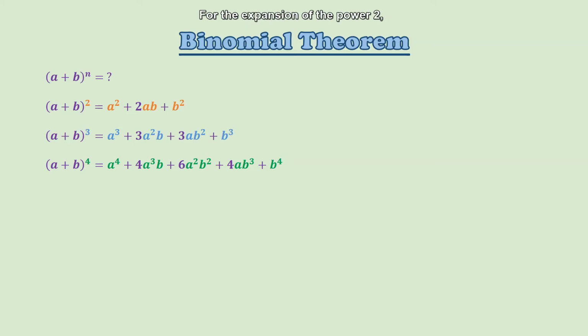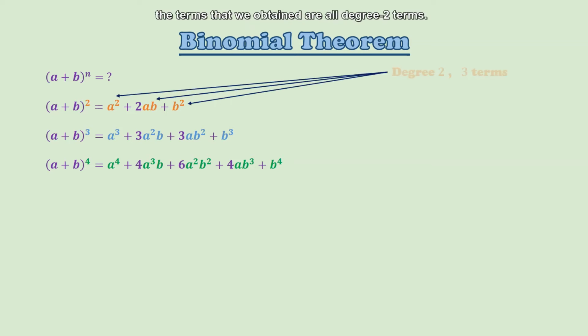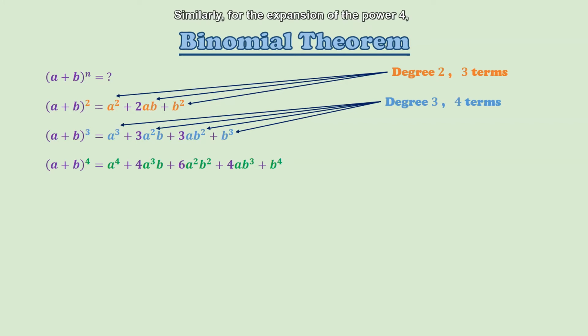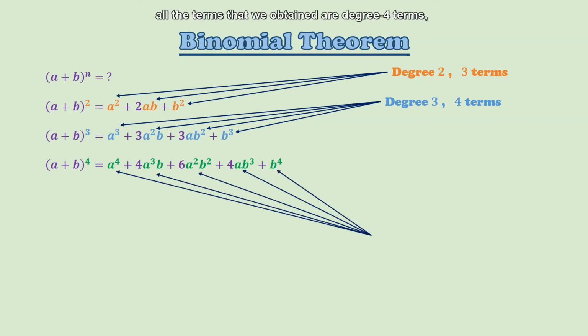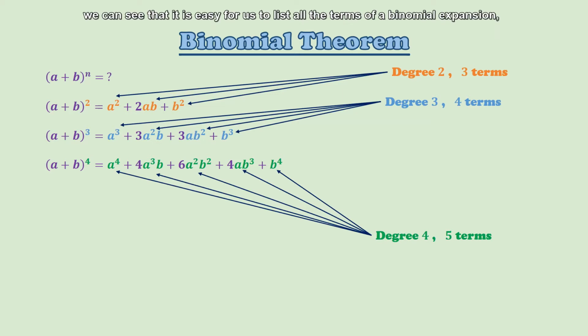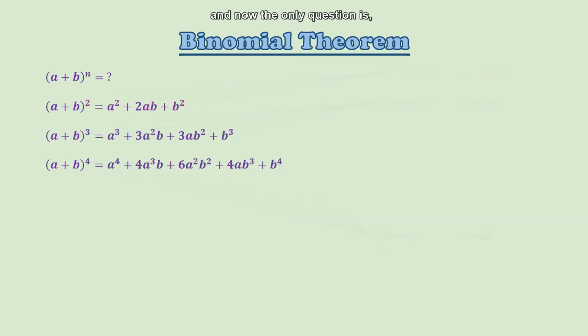For the expansion of the power 2, the terms that we obtained are all degree 2 terms. These are all the degree 2 terms involving the variables a and b, and there are 3 such terms. For the expansion of the power 3, the terms that we obtained are all degree 3 terms, and there are 4 such terms. Similarly, for the expansion of the power 4, all the terms that we obtained are degree 4 terms, and there are 5 such terms. From this observation, we can see that it is easy for us to list all the terms of a binomial expansion. And now the only question is, how can we obtain the coefficients?